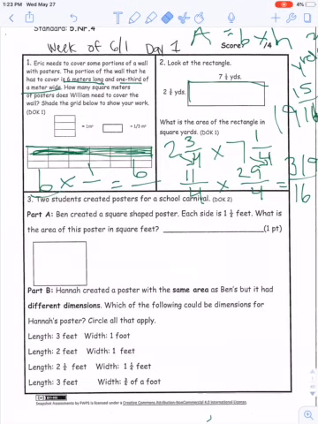All right, number 3. Two students created posters for a school carnival. Part A, Ben created a square-shaped poster. Each side is 1.5 feet. What is the area of the poster in square feet? All right, so each side is 1.5 feet. I could label them all, but because I know they're all the same, 1.5 feet.